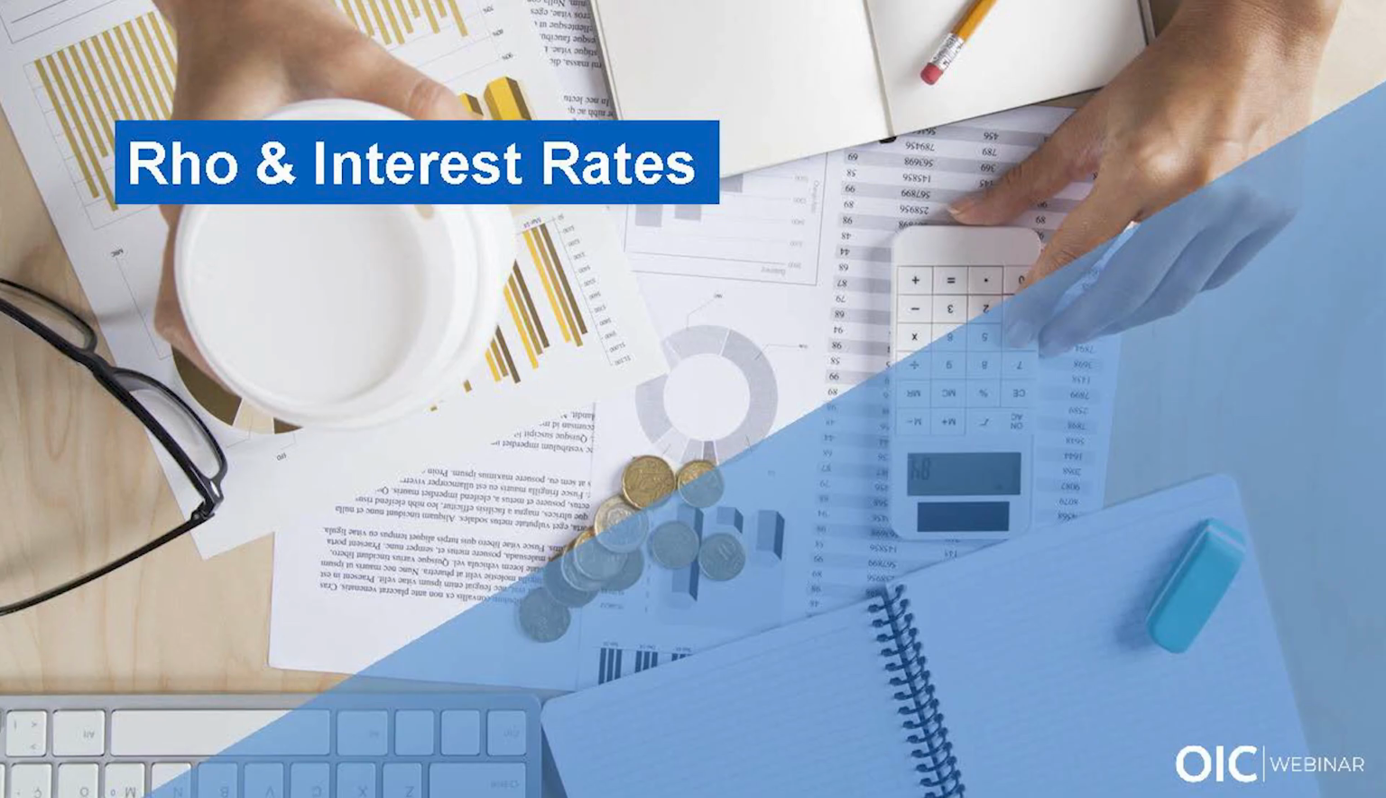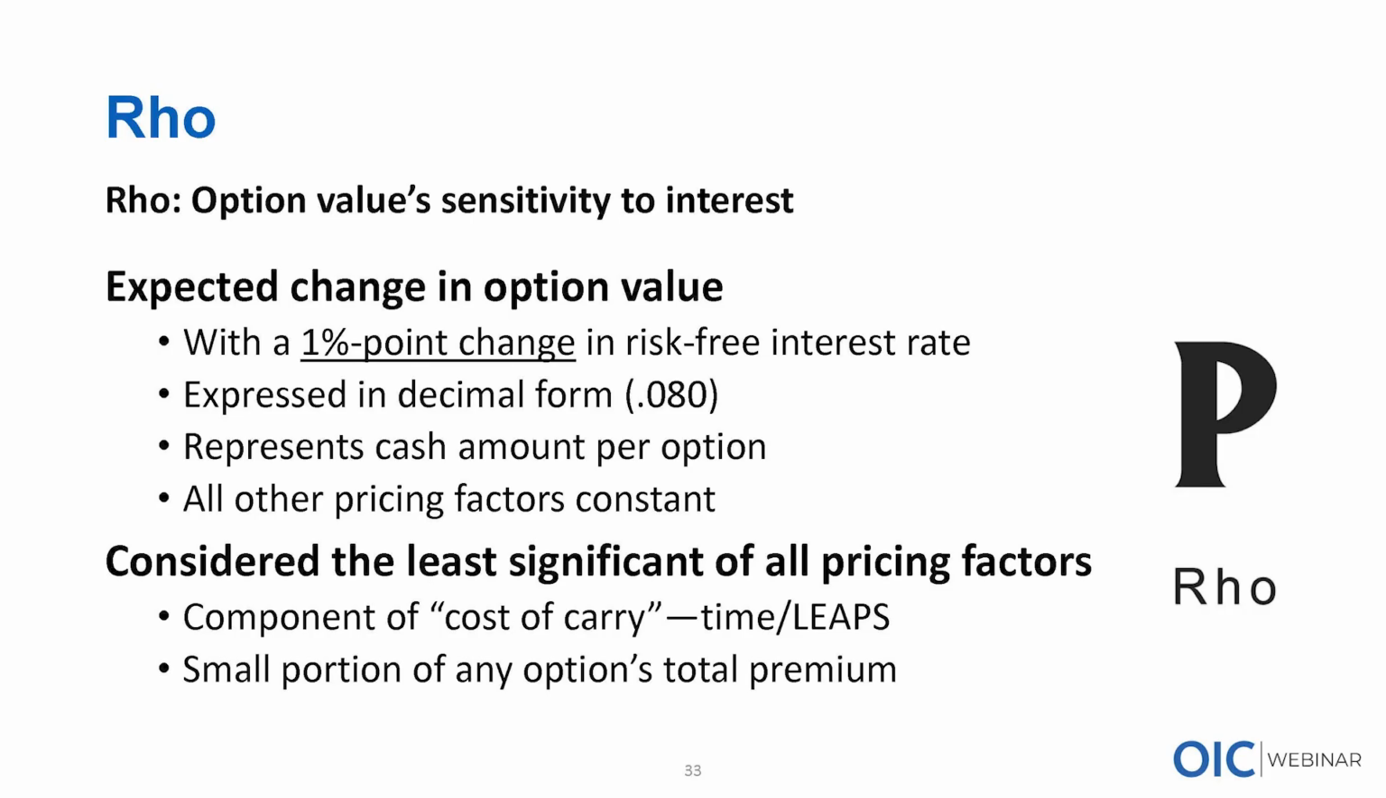All right, so the last Greek we're going to look at is interest rates, or Rho. Now, Rho is essentially measuring an option's sensitivity to changes in interest rates. So how much my option value will change with a 1 percentage point change in the risk-free rate. When I say the risk-free rate, I mean the interest rate between today and your expiration. That would be the risk-free rate. It's expressed in decimal form, and it represents a cash amount per option, all other factors being constant.